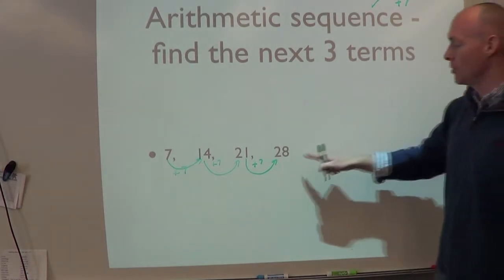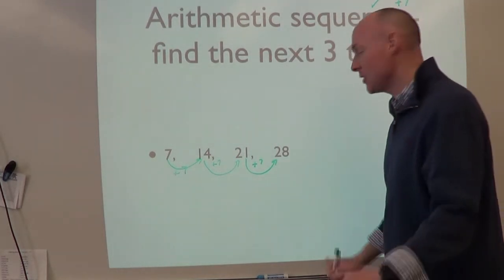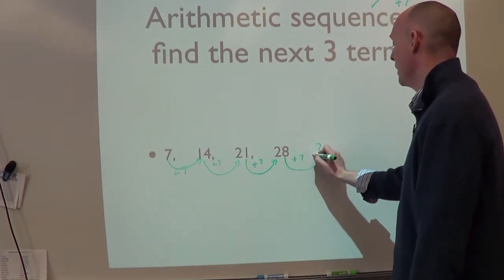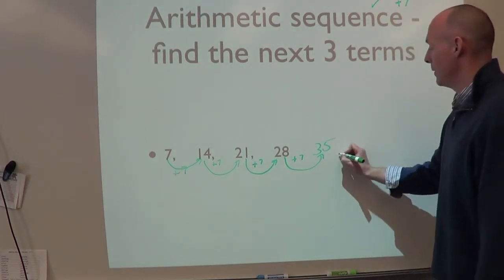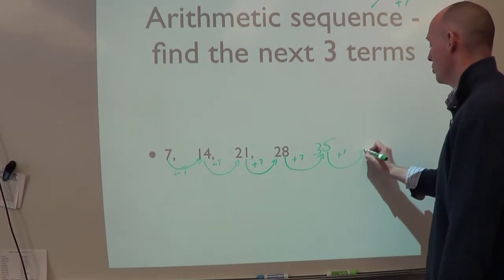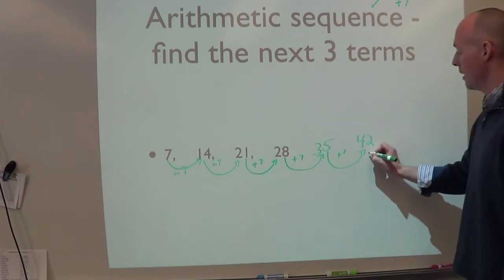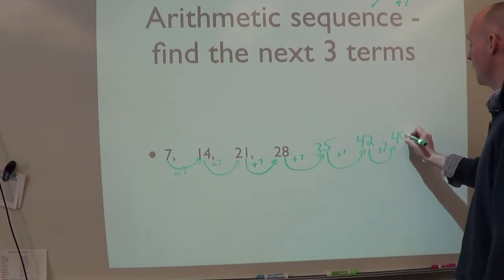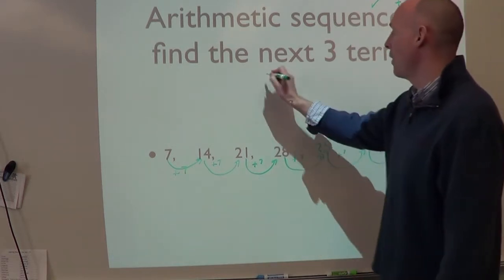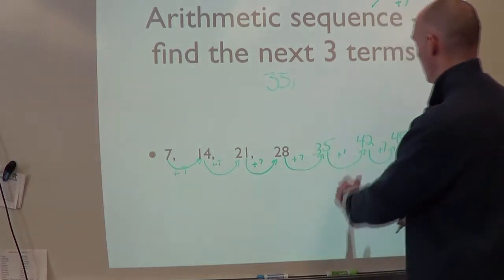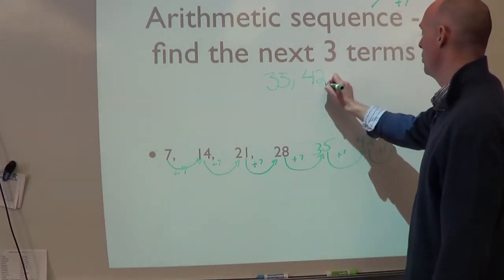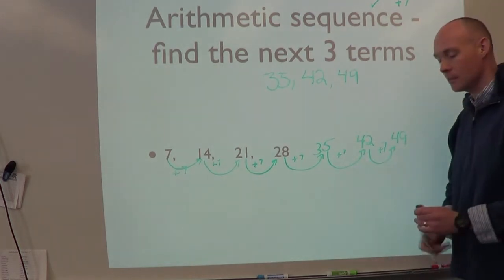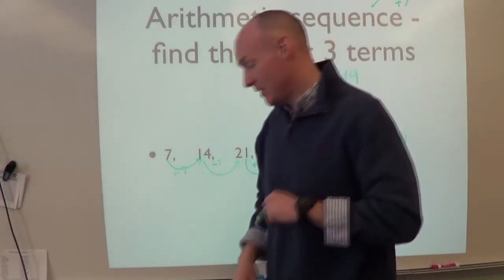Find the next three terms. Well, we just continue on with that arithmetic sequence. Plus 7. 28 plus 7 is 35. Plus 7 goes to 42. And plus 7 goes to 49. So our next three terms are 35, 42, and 49. Perfect. Let's look a little bit at geometric sequences now.